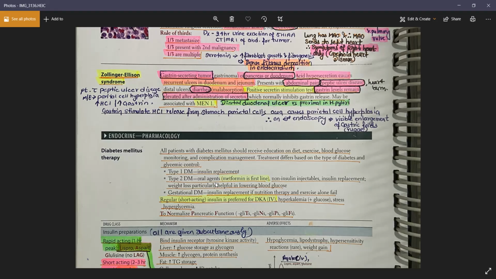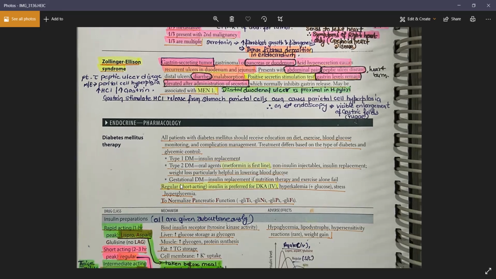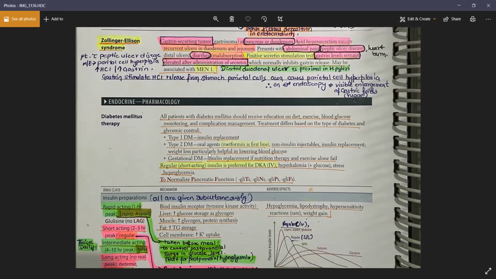You can also give other non-insulin injectables like thiazolidinediones, GLP analogs and other drugs. You can also do insulin replacement, giving a high dose of insulin so that the resistance can be overcome. Weight loss is very helpful in type 2 diabetes mellitus, because a high level of triglycerides or visceral fat causes insulin resistance. So weight loss is extremely helpful in treating it.